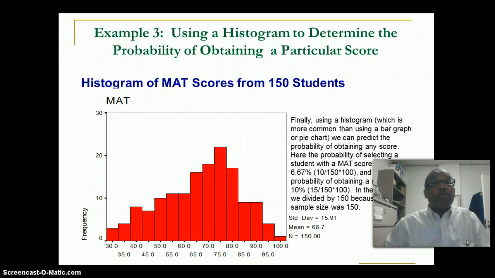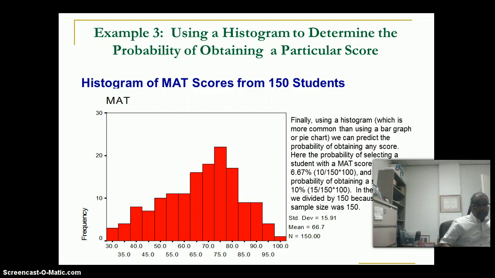Or, which is what we most often do, we could use a histogram to determine probabilities. Now, if you recall, there are two differences between a histogram and a bar graph. With a histogram, the bars touch, and the range of scores on the x-axis goes from lowest to highest or highest to lowest. So we don't use grouped data to develop a histogram. We use interval or ratio data for histograms.